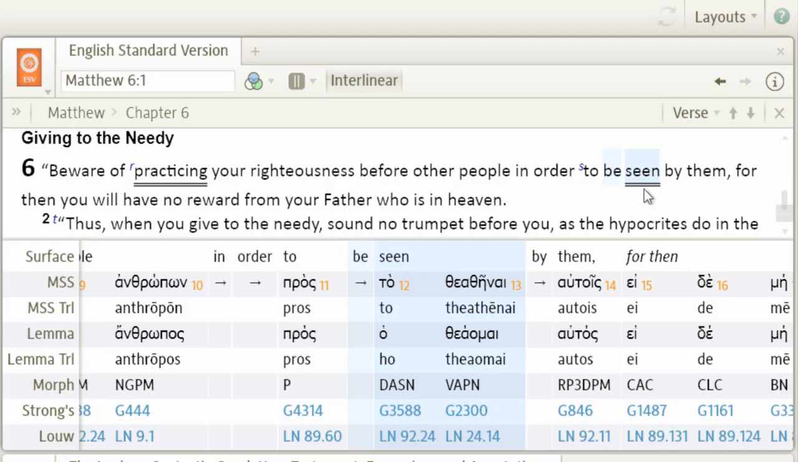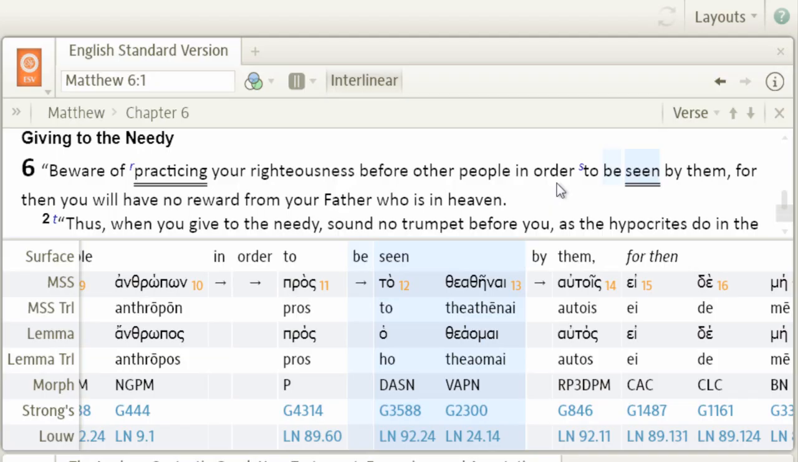Matthew 6:1 reads, "Beware of practicing your righteousness before other people in order to be seen by them, for then you will have no reward from your Father who is in heaven." In this verse, we have two infinitives here, but we're only going to focus on one of them. That's the one highlighted here in blue. And you can see that even in English, the idea of purpose is being expressed.